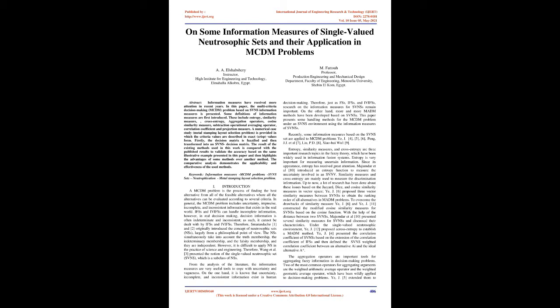A numerical case study, the metal stamping layout selection problem, is provided in which the criteria values are described in exact, crisp values form. Firstly, the decision matrix is fuzzified and then transformed into an SVNS decision matrix. The results of the existing methods used in this work are compared with the published results to validate the accuracy based on the same illustrative example presented in this paper, and then highlight the advantages of some methods over another method. The comparative analysis demonstrates the applicability and effectiveness of the used methods.